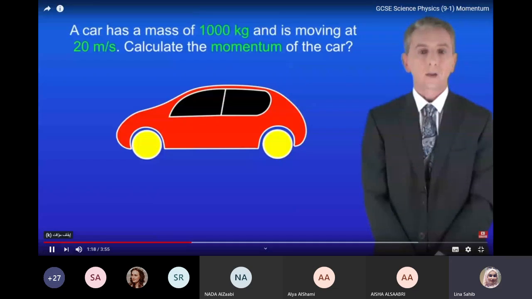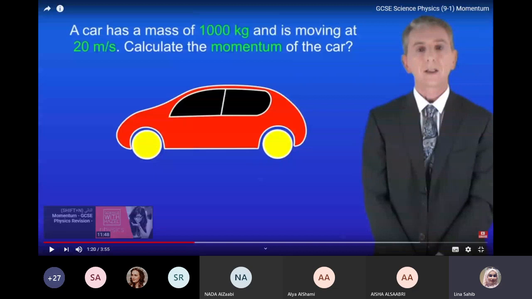Okay, let's go to another question here. It gives you a specific velocity. The same car with the same mass, 1000 kilogram, is moving at 20 meter per second. Calculate the momentum of this car. We will use the same formula, P equals. Who can tell me what we have to do? Nada. Yes.